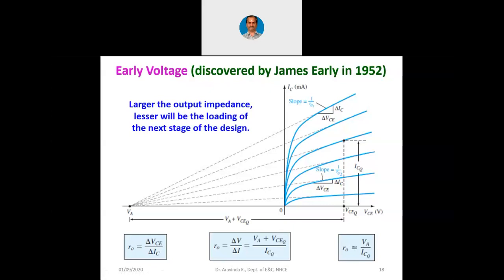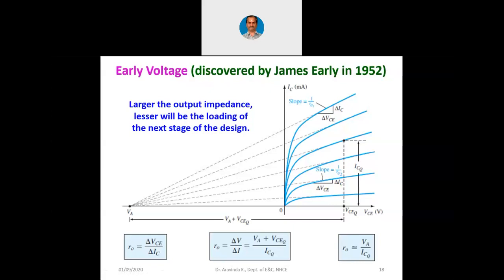Now, at times, the larger the output impedance, the lesser will be the loading of the next stage of the design. Which means, let us say we are going for a multi-stage amplifier where we connect each stage to the next stage. Please recall that we will have a pre-amplifier stage, a middle gain stage, and a power amplifier stage in general. Otherwise, we will have many stages between the pre-amplifier and the power amplifier, so as to achieve larger gain and all the ideal characteristics which I mentioned earlier.